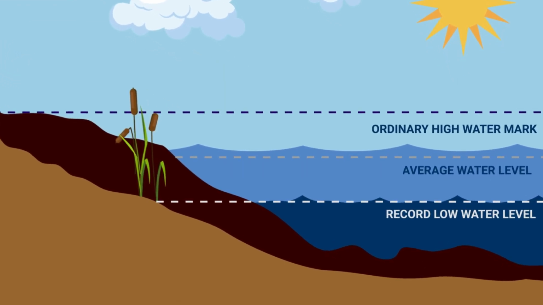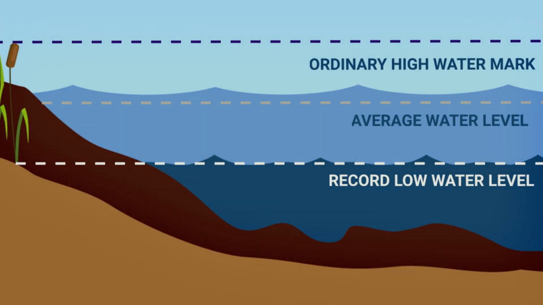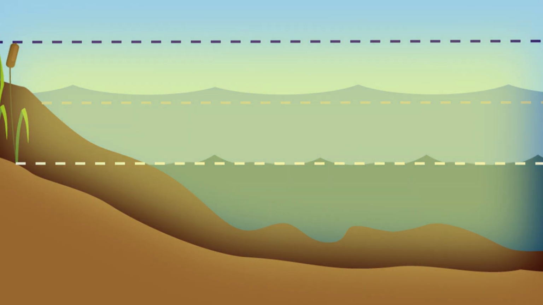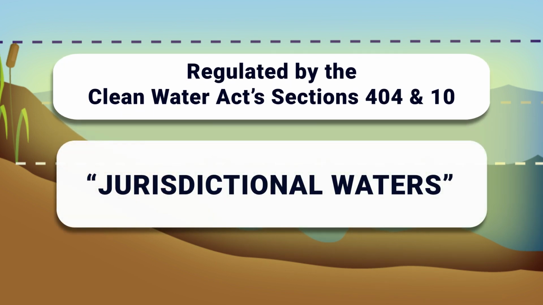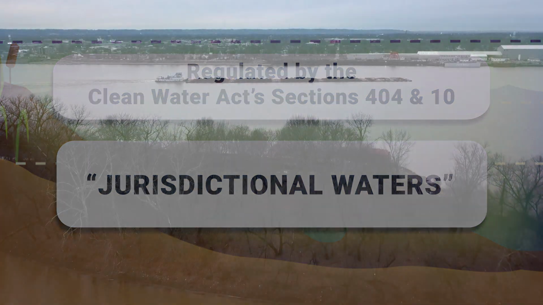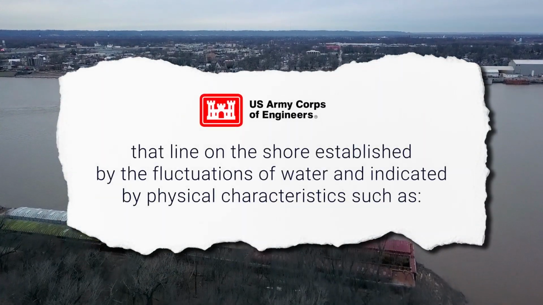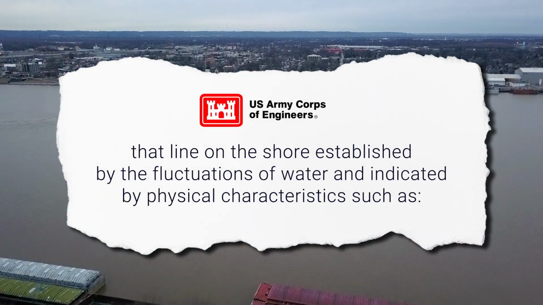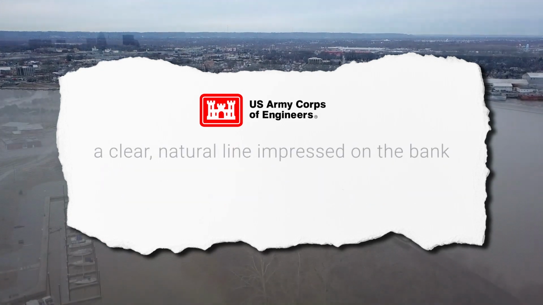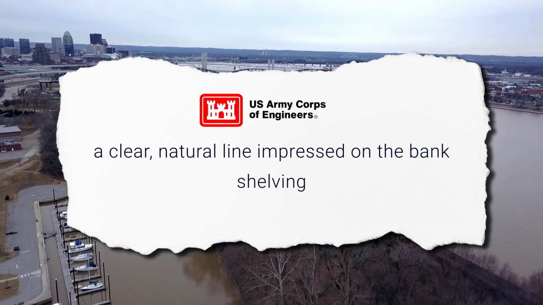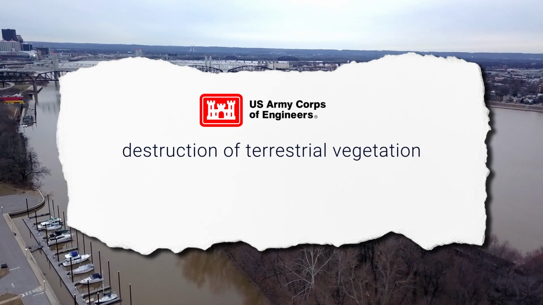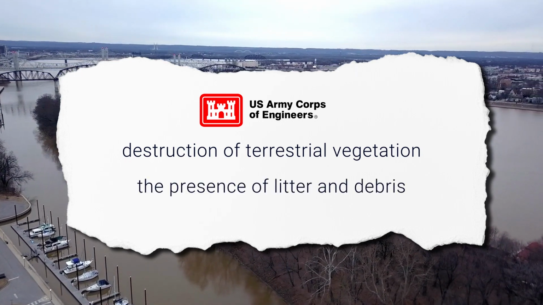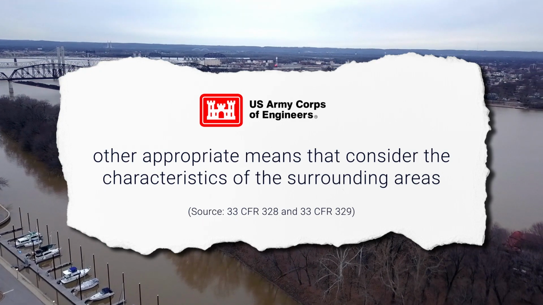The U.S. Army Corps of Engineers uses the ordinary high water mark as a regulatory term to define the extent of the stream channel regulated by the Clean Water Act's Section 404 and Section 10 federal permits, often referred to as jurisdictional waters. The Army Corps Louisville District cites that ordinary high watermark means that line on the shore, established by the fluctuations of water, and indicated by physical characteristics such as a clear natural line impressed on the bank, shelving, changes in the character of soil, destruction of terrestrial vegetation, the presence of litter and debris, or other appropriate means that consider the characteristics of the surrounding area.